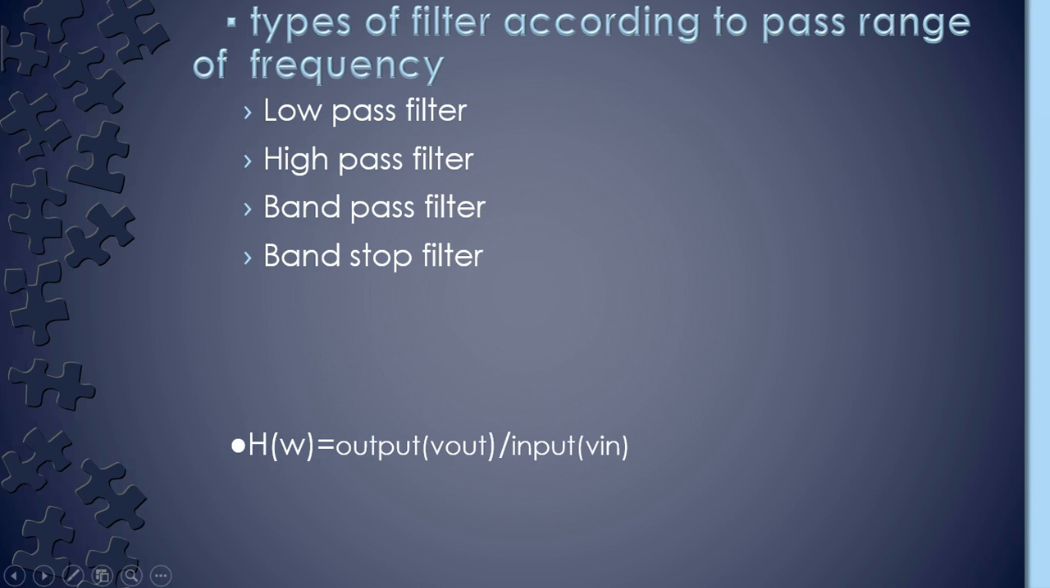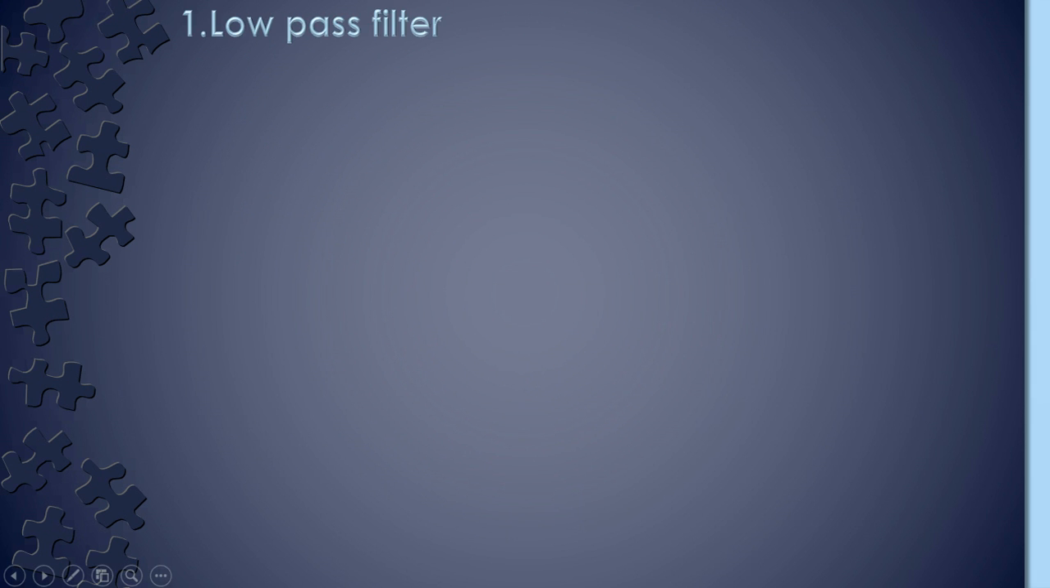Now what is a low pass filter? A low pass filter is one which passes the low range of frequency. A high pass filter passes the high range of frequency, and a band pass filter passes a certain band of frequency, a certain range midway. A band stop filter passes high and low but stops or rejects midway. You can see it in the graph later on.